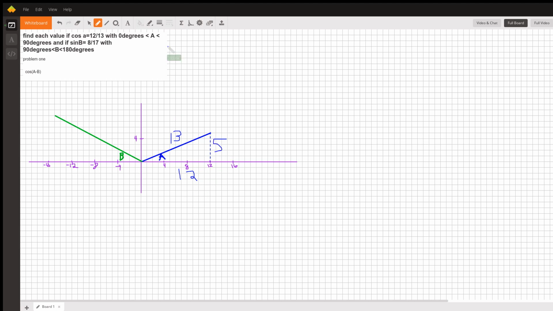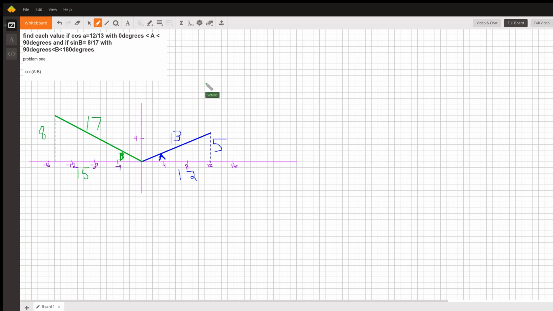Now, if we do the same for this one that said the sine of B is 8 over 17, that makes our y part 8 and our hypotenuse 17, which makes the x part, a squared plus b squared equals c squared, it makes this 15.